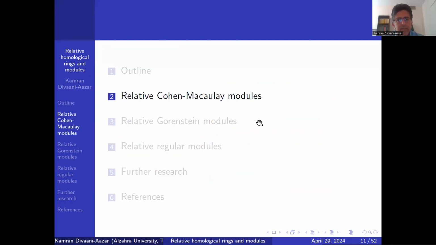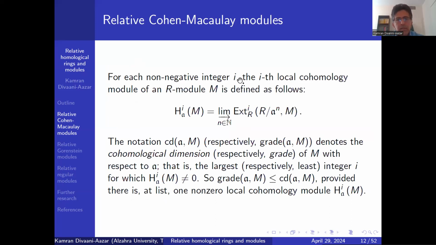So we are going to define relative Cohen-Macaulayness and then report some of their main properties. But for that, first of all, we need to recall the definition of local cohomology.